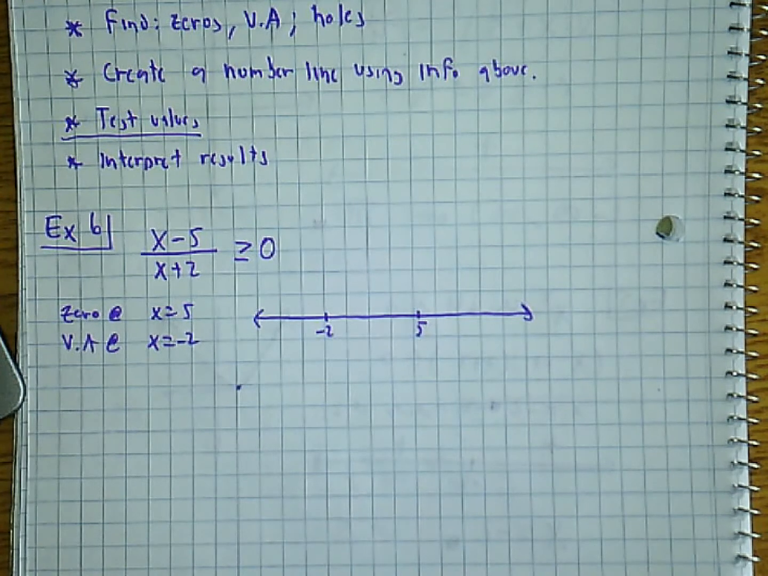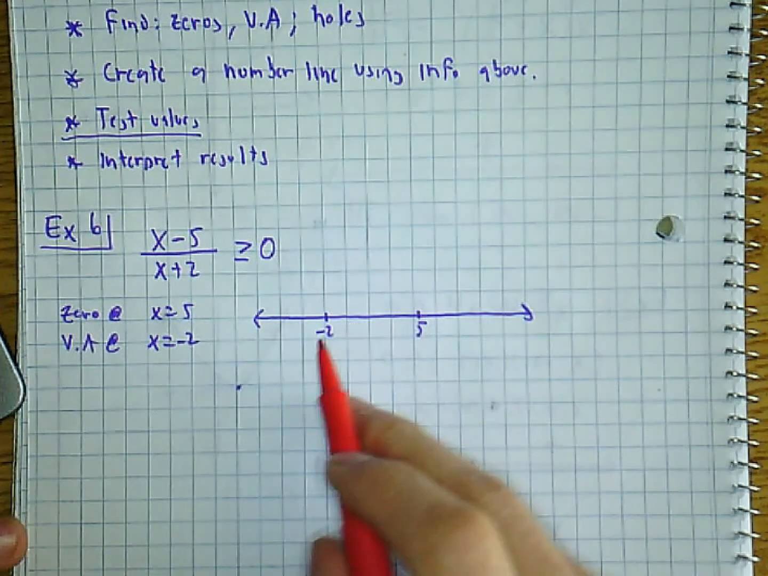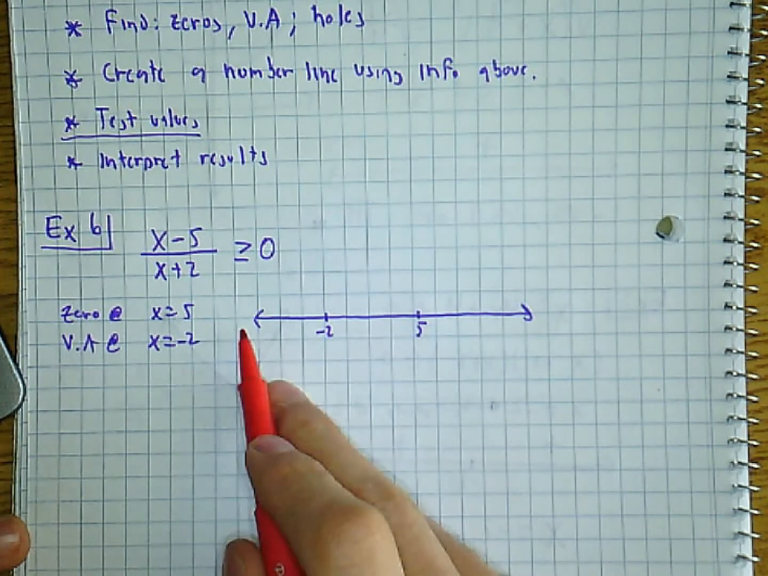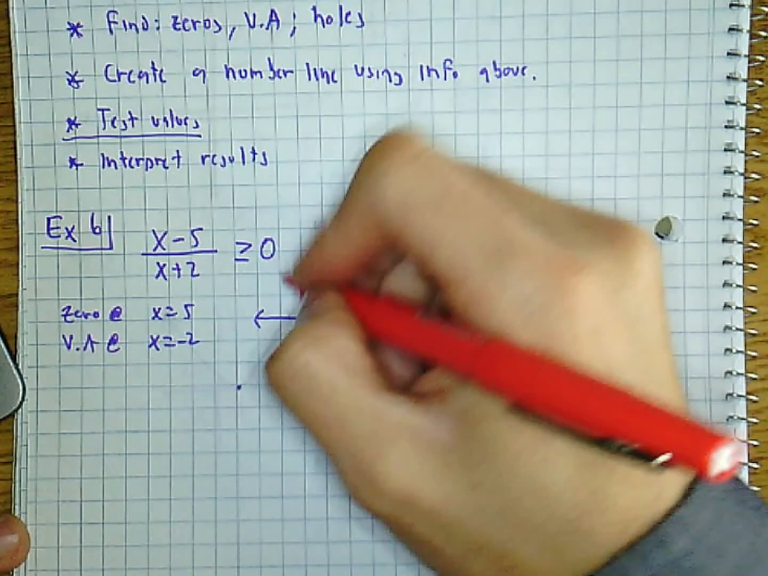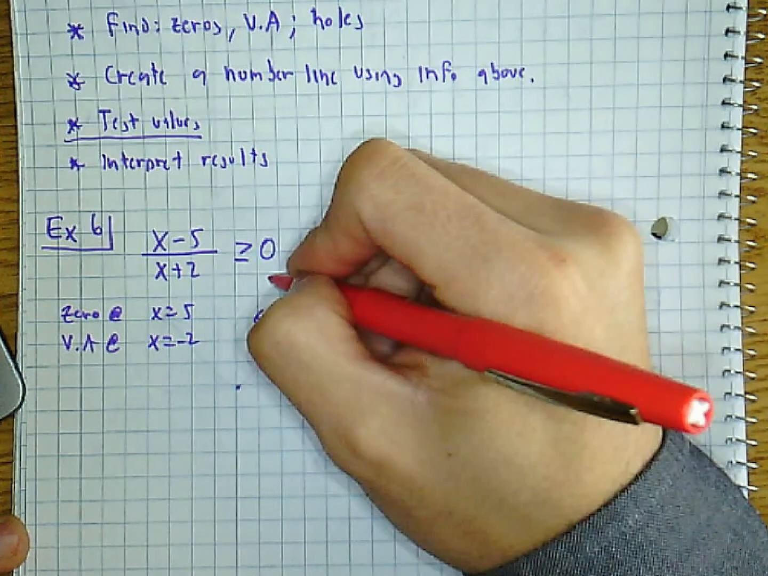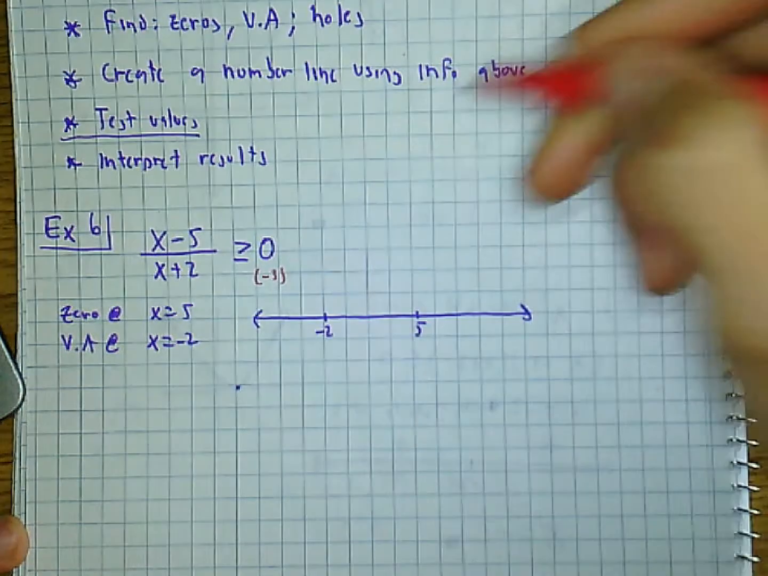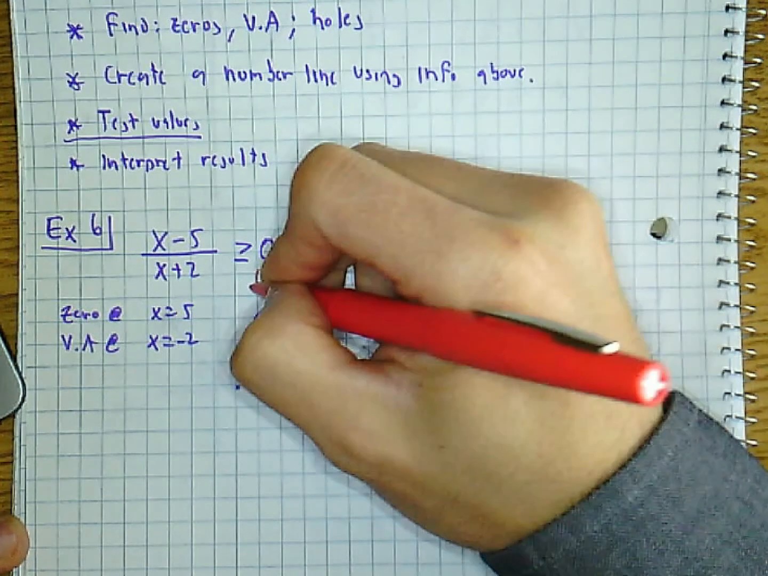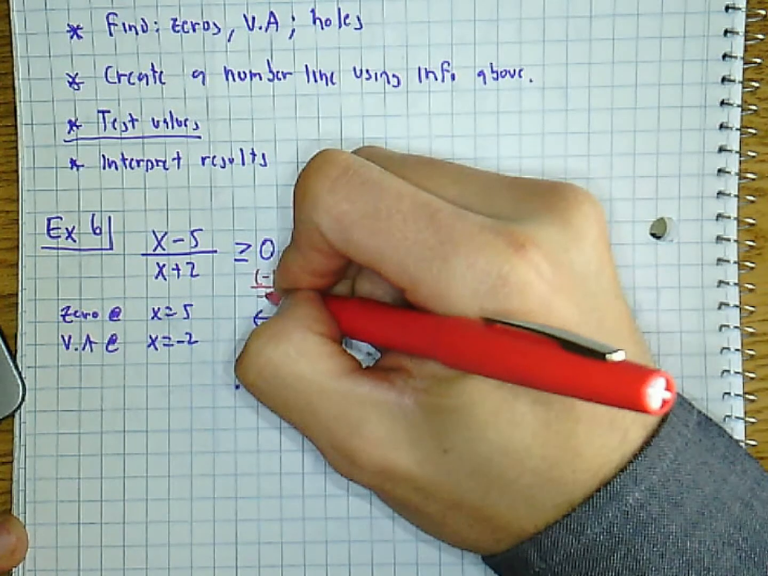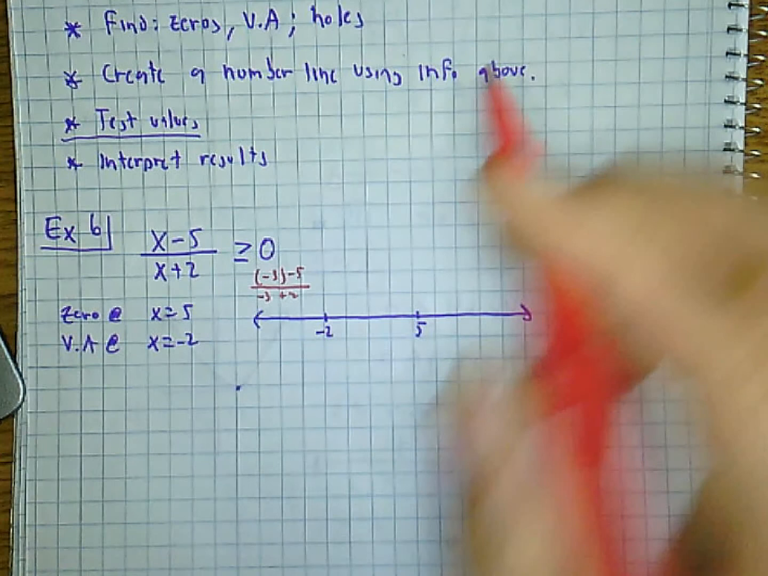So I'm going to go ahead and pick out some values. So before -2, I'm going to try -3. So if I plug in -3 right here, that gives me -3 minus 5 over -3 plus 2. Okay, so -3 minus 5, that gives me -8.